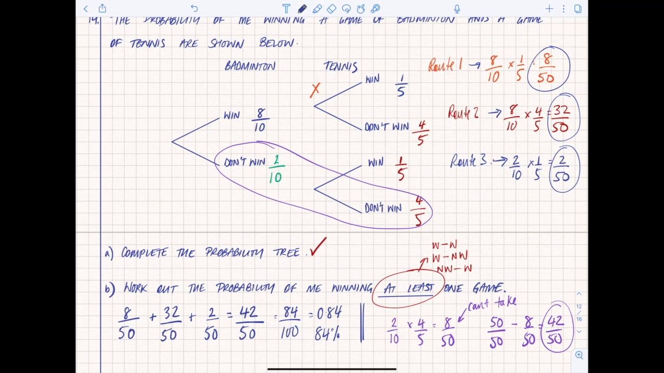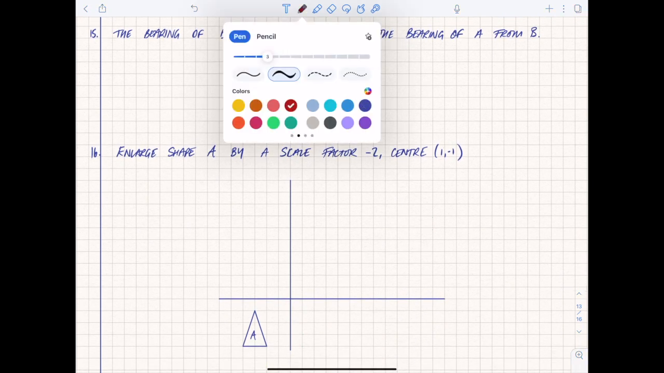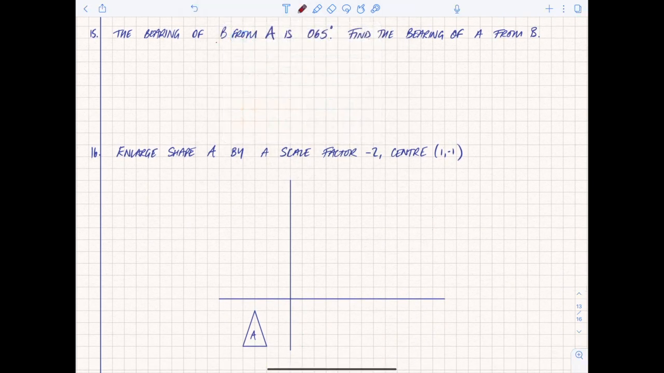So moving on now to question 15, we're looking at some bearing work. It says here, the bearing of B from A. The thing that confuses pupils is the wording of this. So think about what this means. It's the bearing of B from A. When it says from A, that's your starting point.